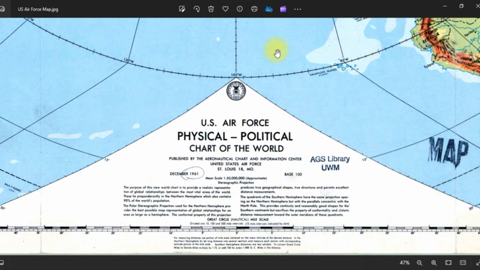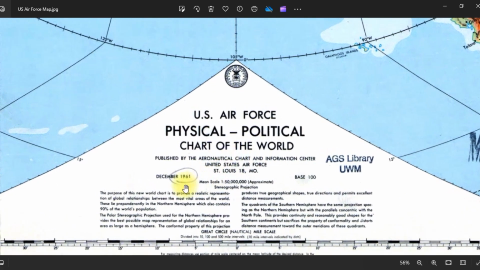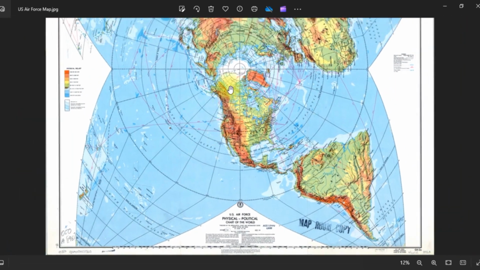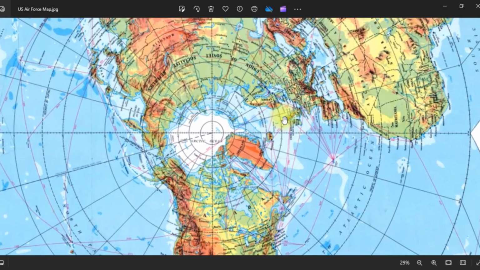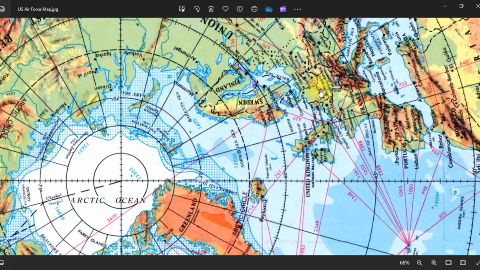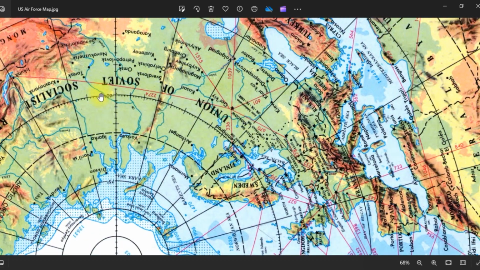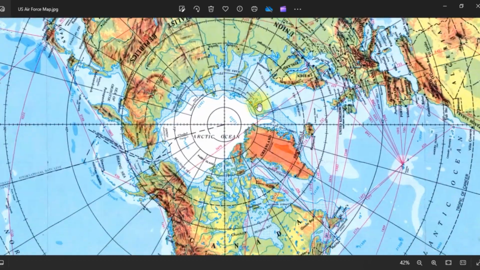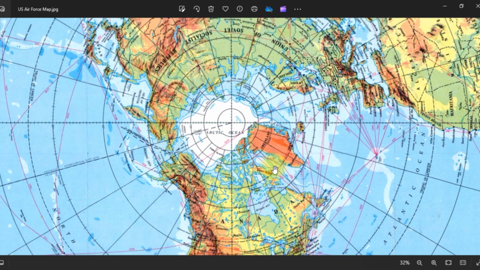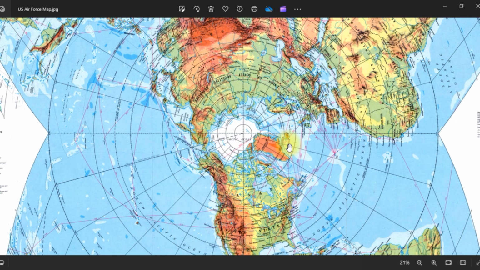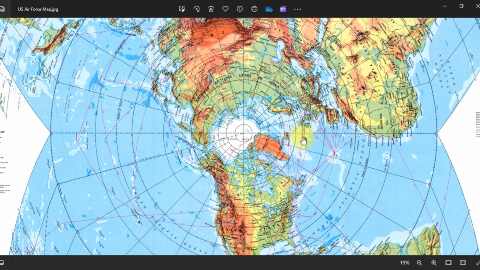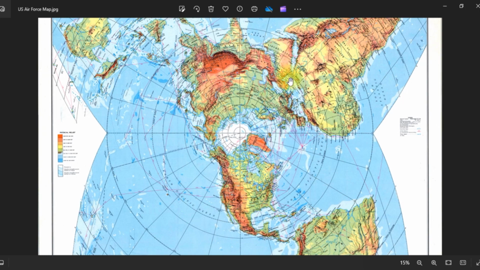One more thing before we close. U.S. Air Force Physical Political Chart of the World. This is a very interesting map for 1961. It's basically the flat Earth map. This is a very interesting map. I'm going to make it available for downloading. I have it in quite good resolution, so it will be available for downloading if you want. But it's very similar to the 1943 air map of the world, which is a flat Earth map, and very similar to the Gleason's map as well.